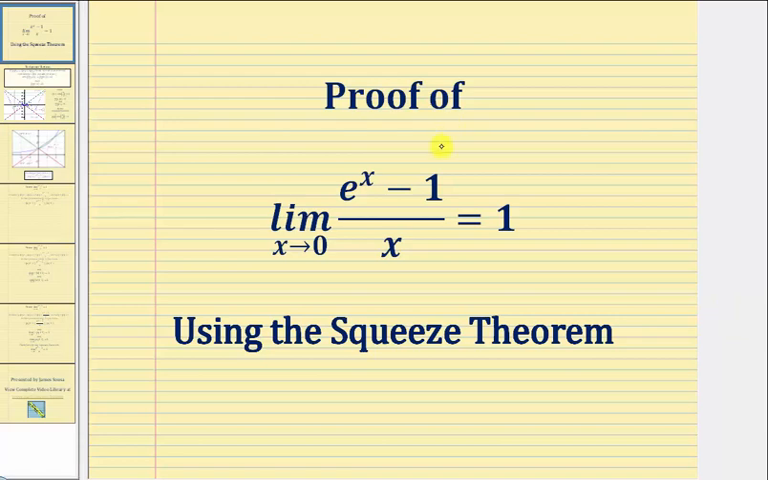Welcome to a proof of the limit as x approaches 0 of the quantity e to the x minus 1 divided by x equals 1 using the Squeeze theorem. Notice if we try to determine this limit using direct substitution, we have the indeterminate form of 0 divided by 0. Because we'll be using the Squeeze theorem for our proof, let's begin by reviewing the Squeeze theorem.